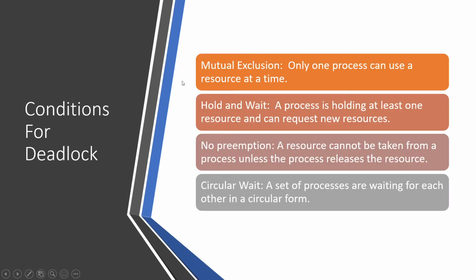Conditions for deadlock. The four conditions for deadlock. First one is mutual exclusion. Only one process can use a resource at a time. Hold and wait. A process is holding at least one resource and can request new resources. No preemption. A resource cannot be taken from a process unless the process releases the resource. Circular wait. A set of processes are waiting for each other in circular form.